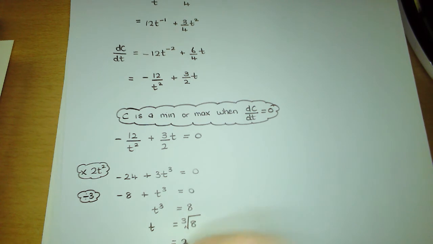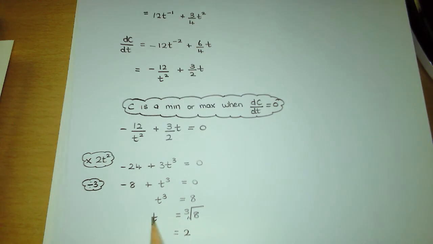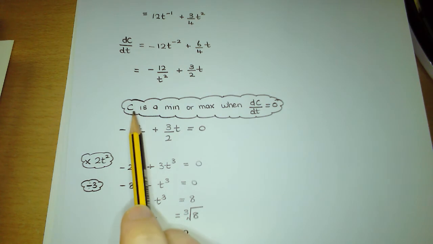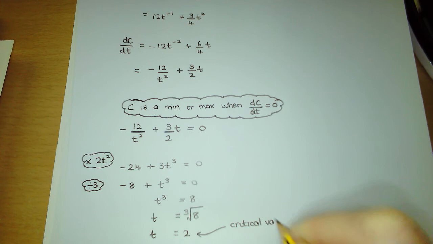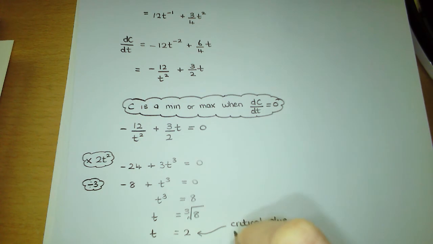Now, we call this the critical value of t. In other words, the value of t which makes the cost a minimum or a maximum. So that is the critical value for the other variable.